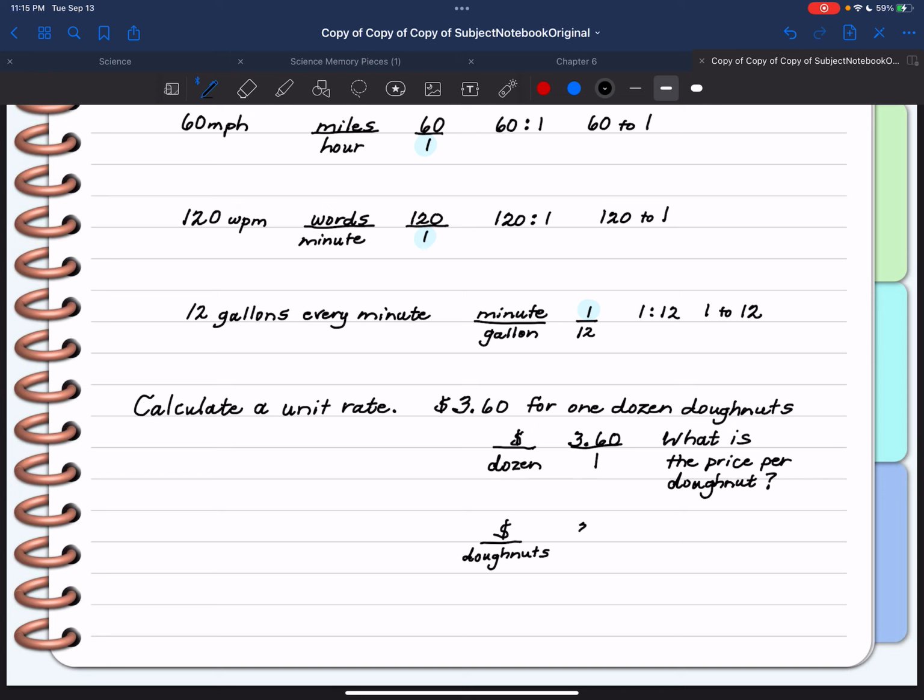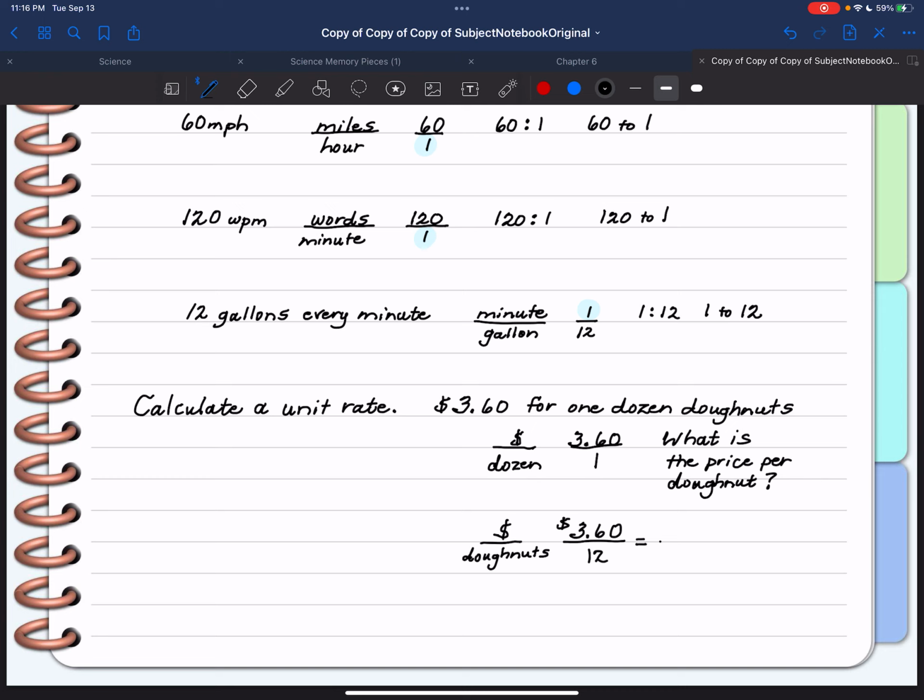So $3.60 is the cost for how many donuts? How many are in a dozen? And we'll assume this is not a baker's dozen that has 13. This is a real dozen, so that's 12. That is not a unit rate.